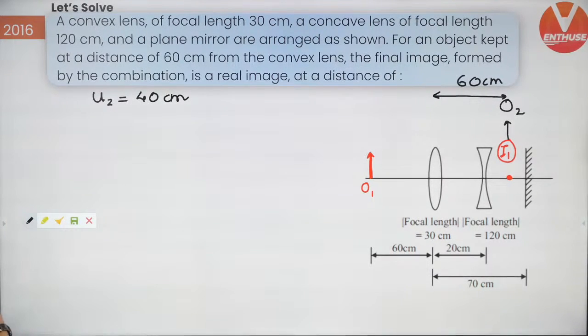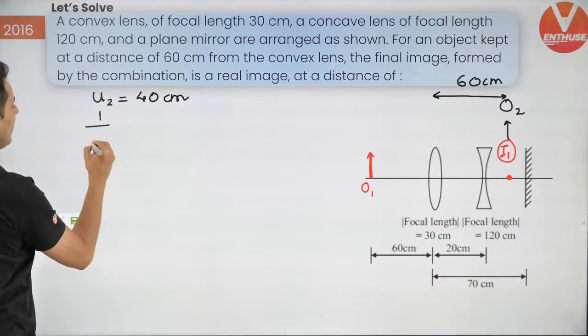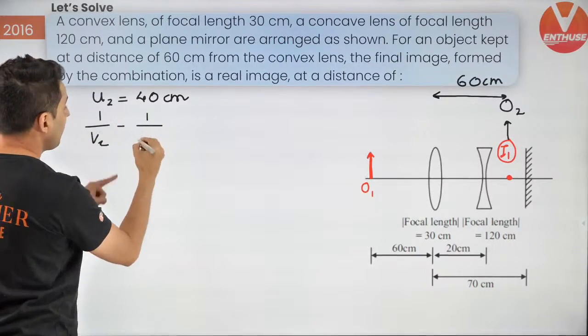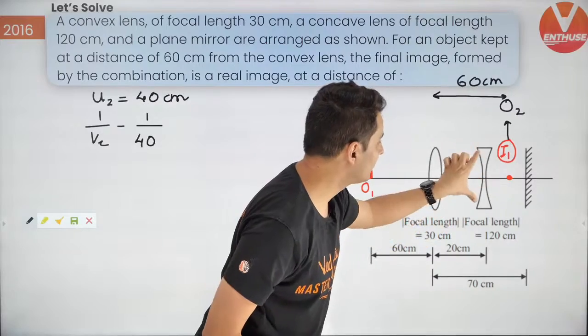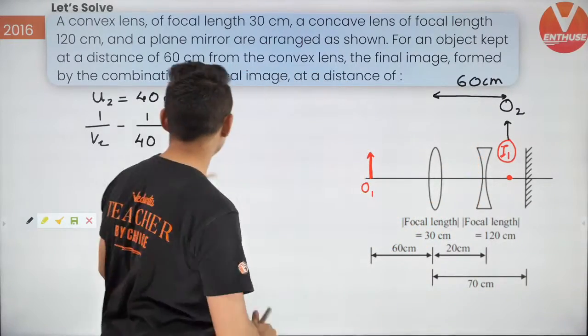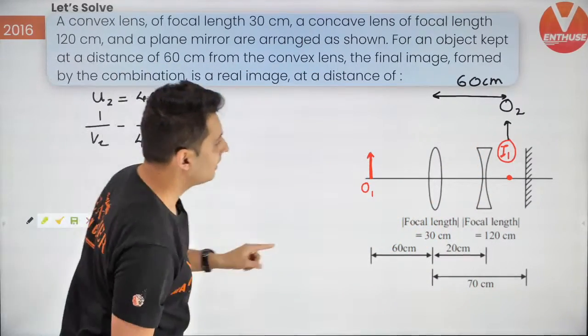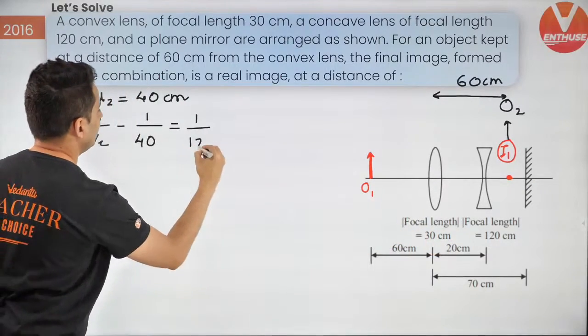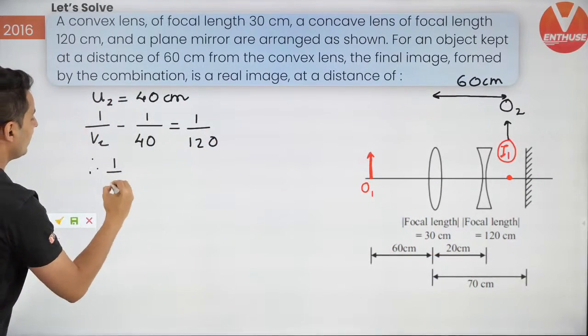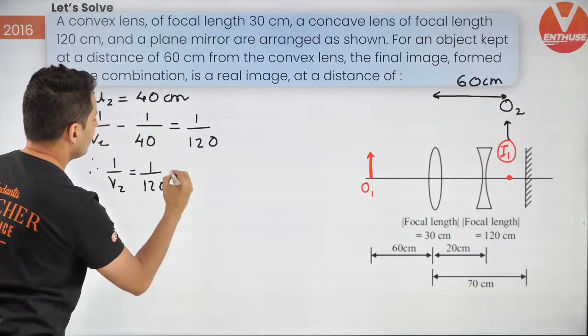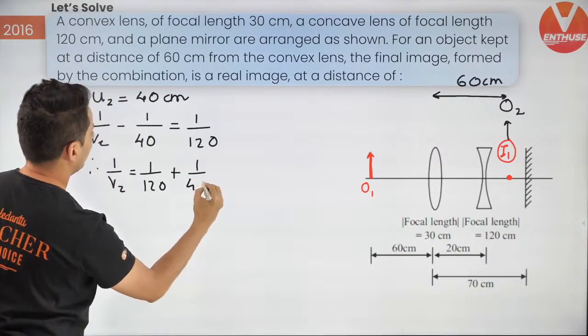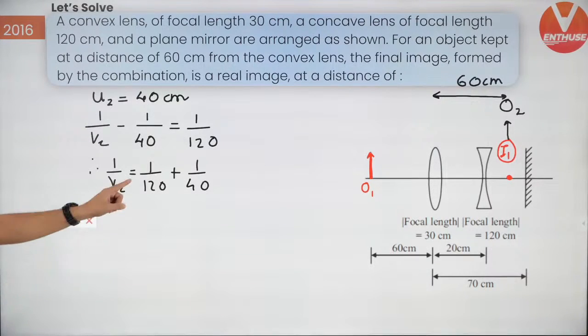Now let's again use the lens formula. So 1 by V2 minus 1 by plus 40. Be careful. Why plus 40? Because it is on the positive side of this lens. This is my second lens. It is equal to 1 by the focal length, which is 120. So 1 by V2 will be equal to 1 by 120 plus 1 by 40, I believe.